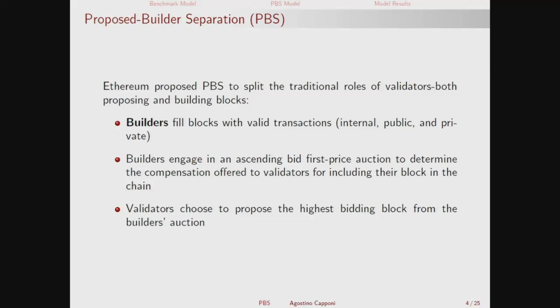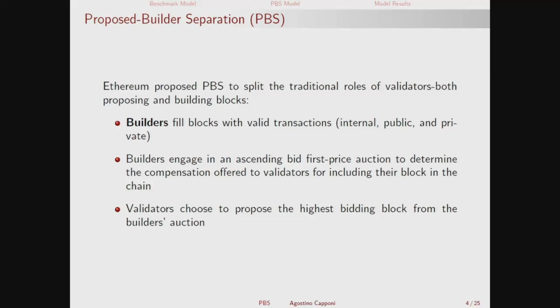So what the builders will do, they will basically fill the blocks with valid transactions. So they will take internal, public, or private transactions, like internal transactions generated by themselves. Public transactions are those available in the mempool. Private transactions are those that can be sourced from order flow providers.